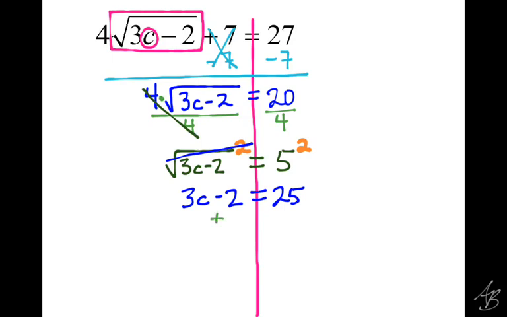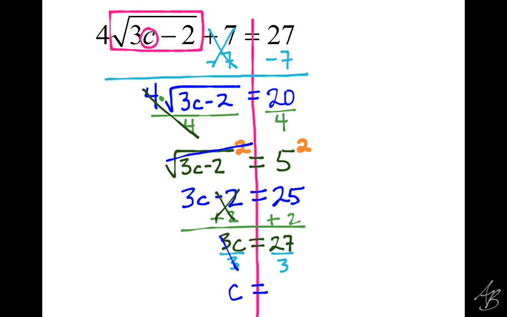The minus 2, by adding 2. So we add 2 on each side, leaving 3c on the left, and 27 on the right. Then what? Divide by 3. That cancels the 3 out here, leaving c all by itself. That was our goal. And 27 divided by 3 is? 9.